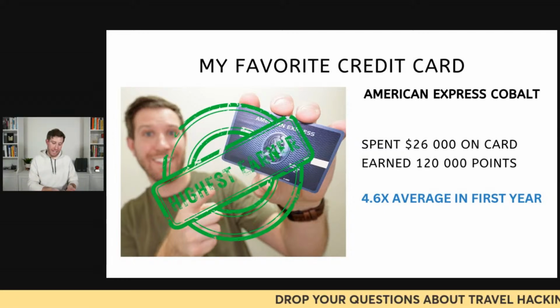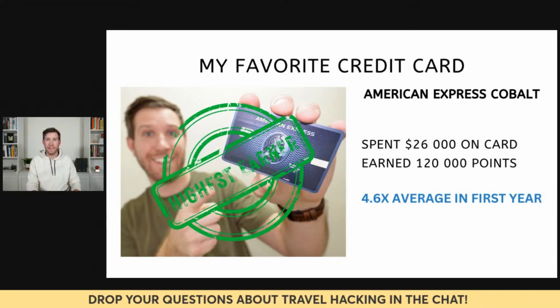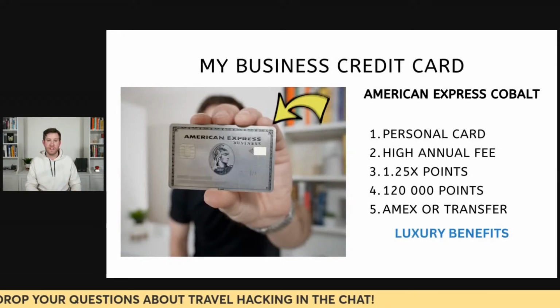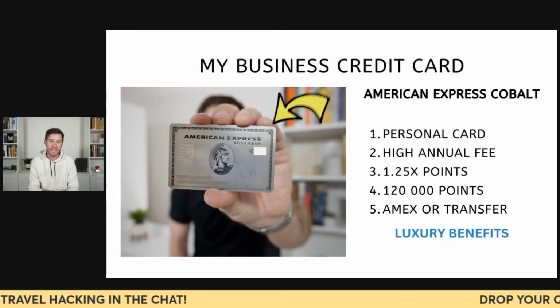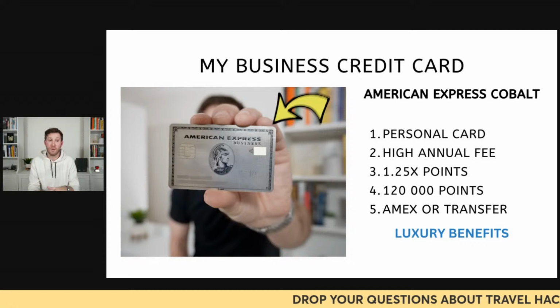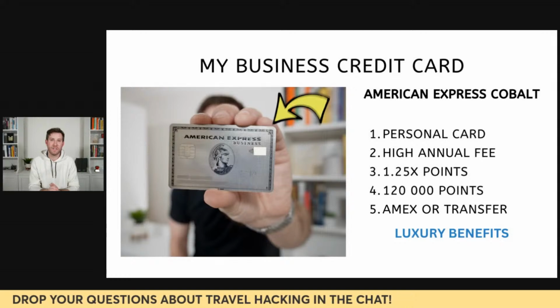Even if you're just spending a little bit of money on that card, it consistently compounds and grows every single month. So let's move into the last one I've got to talk about, my business credit card. It's the American Express. I should have changed that. It isn't the Cobalt card. That's the one I recommend. This is the American Express Business Platinum card. This is a card that I use, yes, personally a little bit, but more so for my business.